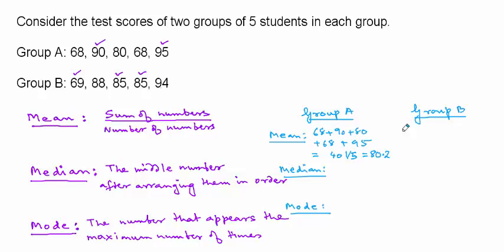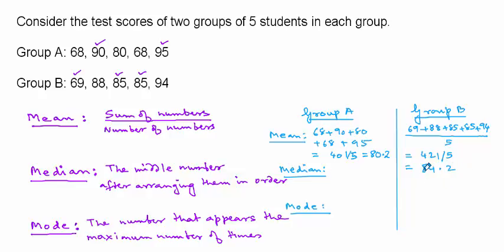Similarly, the mean for group B is going to be, you add up 69, 88, 85, 85 and 94. 69 plus 88 plus 85 plus 85 plus 94. All of that divided with 5. That's equal to 421. Let me just draw a line here so that you don't get confused. So that's 421 over 5, which is equal to 84.2.